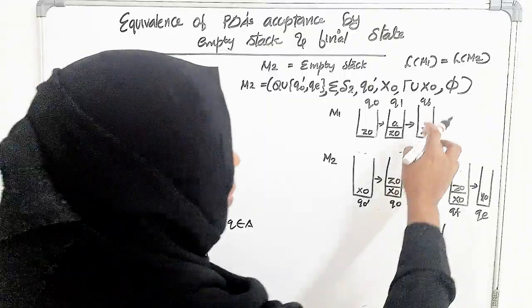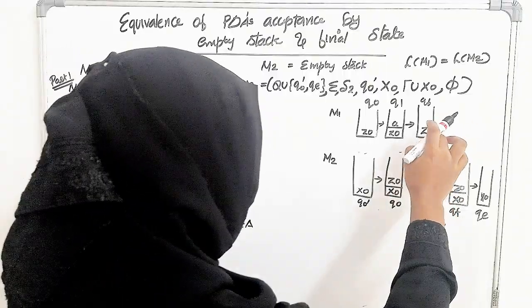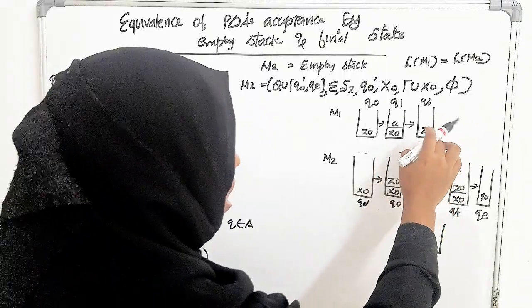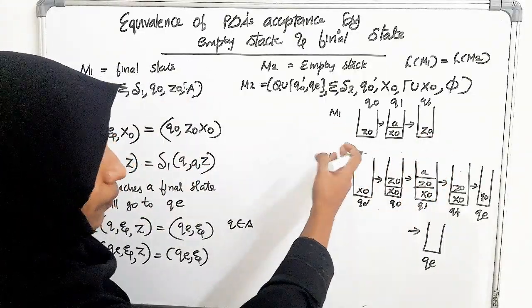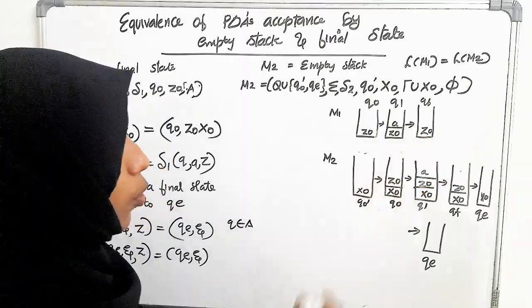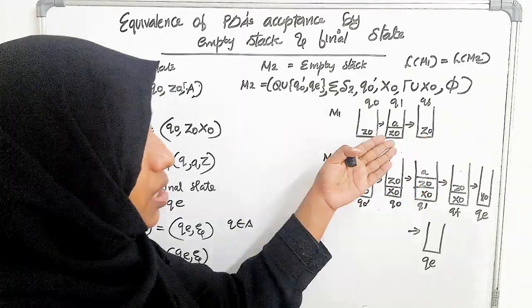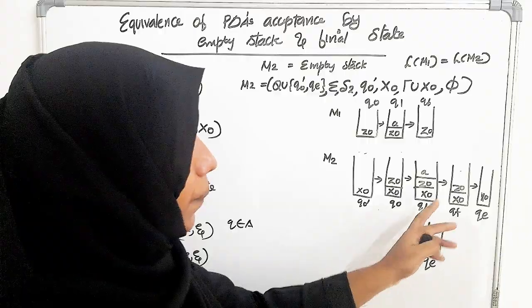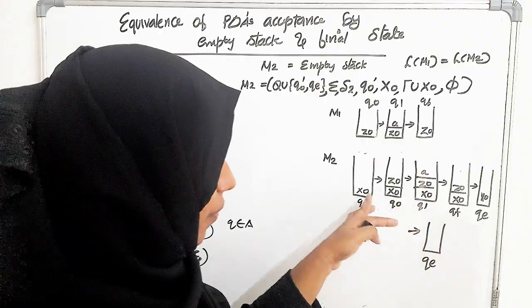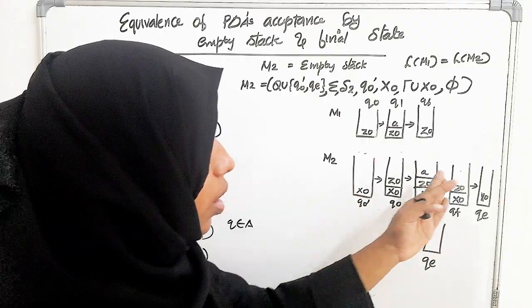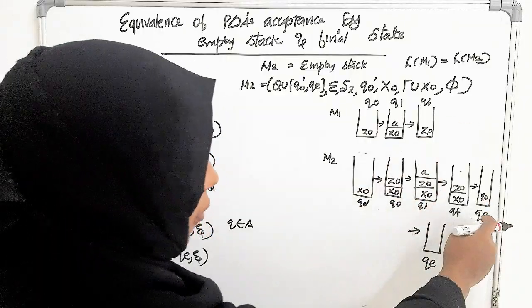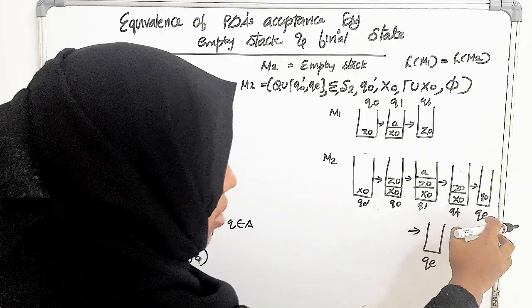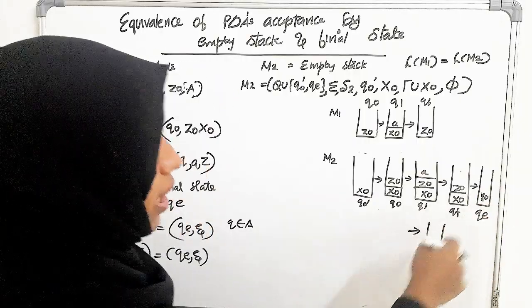For example, if QF is removing this, M1 can remove this bottom marker symbol also. It's completely up to M1 whether it wants to delete this bottom marker symbol also. If it is deleting the bottom marker symbol also, and if we haven't inserted this X0, by the time it reaches QF, this stack will be empty.